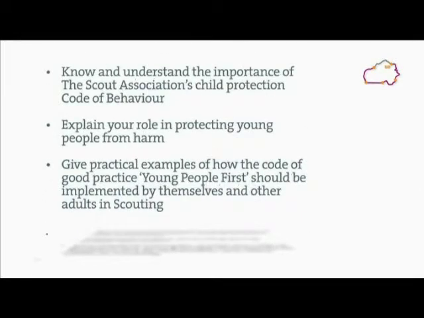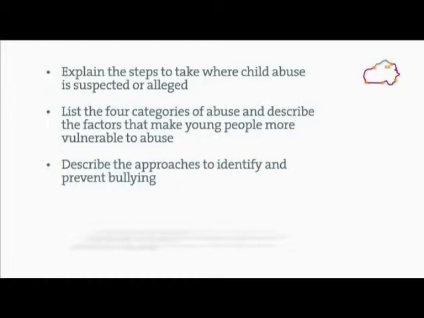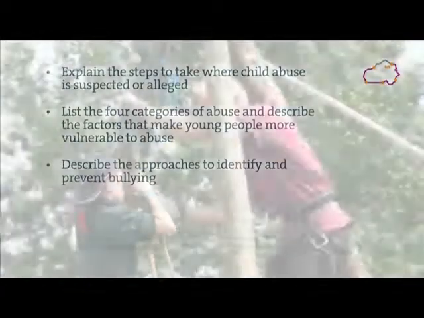Therefore, the objectives of this section are to know and understand the importance of the Scout Association's Child Protection Code of Behaviour, explain your role in protecting young people from harm, give practical examples of how the Code of Good Practice Young People First should be implemented by themselves and other adults in Scouting, explain the steps to take where child abuse is suspected or alleged, list the 4 categories of abuse and describe the factors that make young people more vulnerable to abuse, and describe the approaches to identify and prevent bullying.